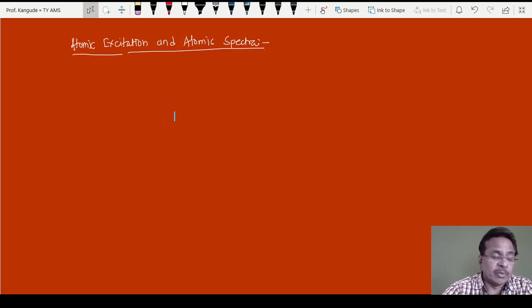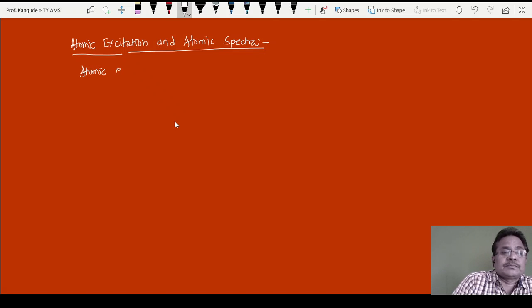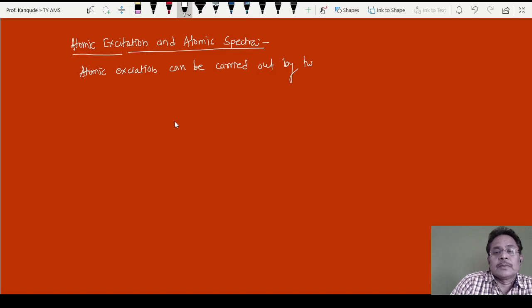Before going to the Frank and Hertz experiment, we will first discuss atomic excitation and atomic spectra. Earlier we have seen that excitation can be caused in two different ways. So we can write here: atomic excitation can be carried out by two different ways.